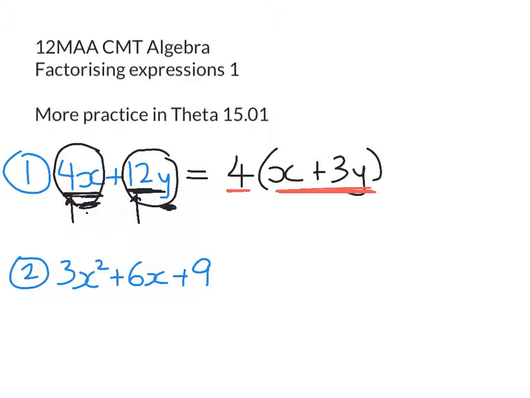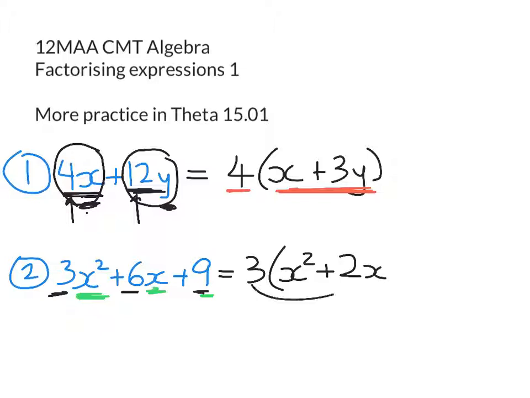In the next one, looking at the coefficients first, I can see that I've got a highest common factor of 3. So it'll be 3 times. Now let's look at the x's. I've got x squared here, x here, but I've got no x here. So there's no x common factor in this one. Again, it's just going to be the number. It'll be 3 times x squared plus 2x, because the 2 3's will give me 6, plus 3. So that's that one done. A couple more on the next slide.